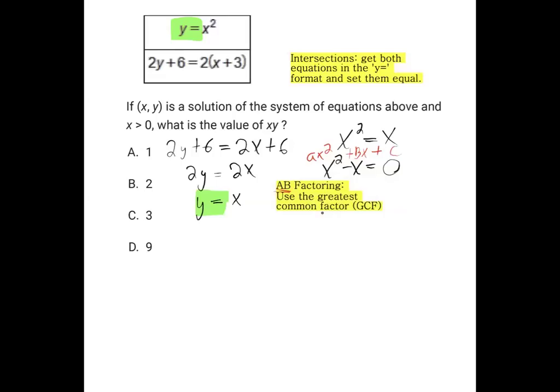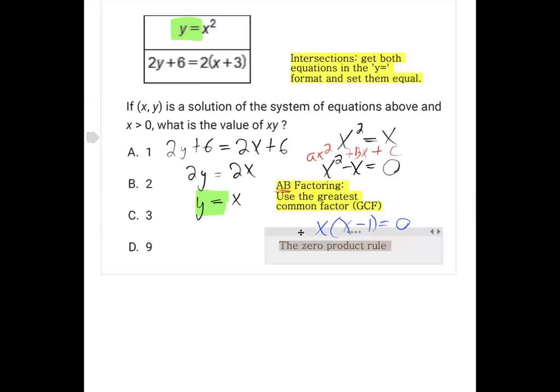And for that, we want the GCF, the greatest common factor. What's the greatest common factor between x squared and x? It's simply x. And if we factor it out, it leaves us with x minus 1. And now we can use the zero product rule, which says that our two items are multiplied together, and the answer is 0. So we can set each one equal to 0.